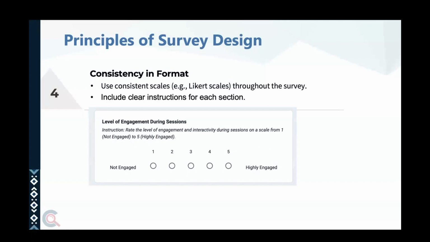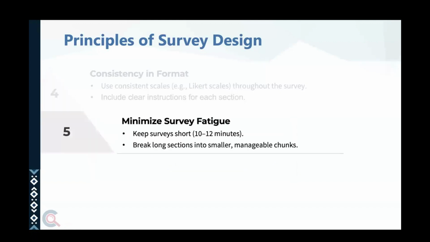It says, rate the level of engagement and interactivity during sessions on a scale from 1, which is not engaged, to 5, highly engaged. This makes it very much easier. And if you are going with the Likert scale, try as much as possible to use it for other questions.